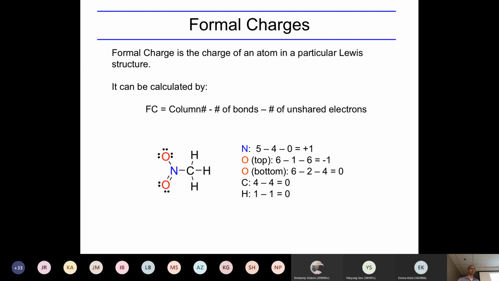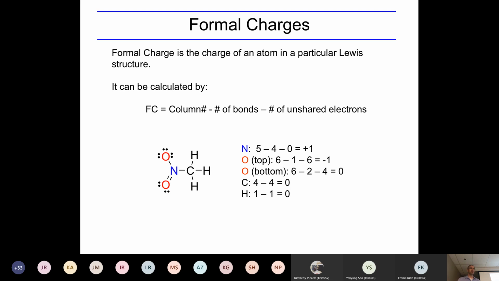Double bonds count as 2, triple bonds count as 3. And then subtract from that the number of electrons that are unshared. Basically, the number of electrons that are in lone pairs. And this will give you a number. Formal charges are optimal when they are equal to 0.